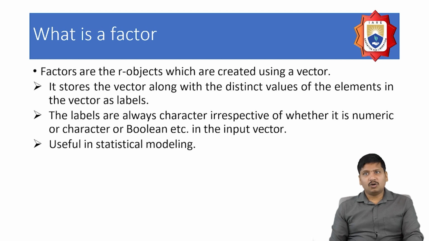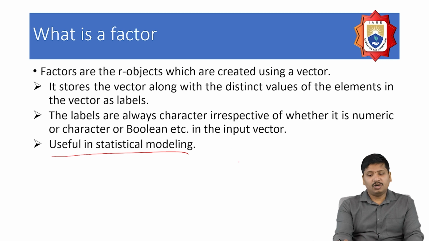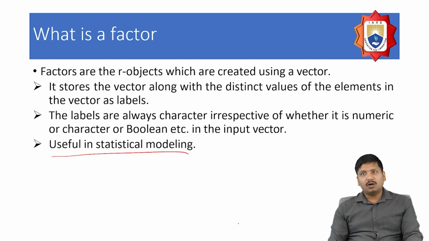A factor is nothing but an ordered object which is created from a vector, and it is able to store the vector along with the distinct values of the elements in the vector. The labels are always characters, irrespective of whether the input is numeric, character, or boolean. It is mainly useful in statistical modeling. So all the labels are always character, irrespective of whether it is numeric, character, or boolean, and a factor is nothing but a collection of vectors with distinct values of elements in the vector.